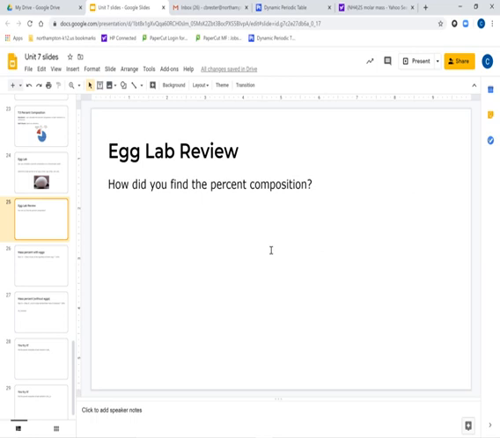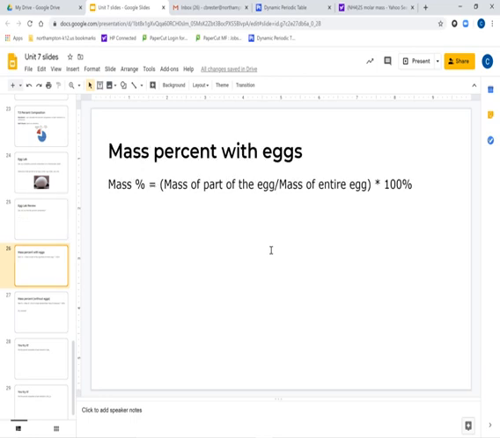Alright, if you have done that lab, then you find that percent composition is most easily accomplished by finding the percent by mass. You could also do it with volume, but it gets too difficult to do that with particles because we don't really have a volume for atoms or molecules. So we do it with mass instead. We're going to do it with mass with eggs, and then we're going to break it down and do it with mass on the particle level.